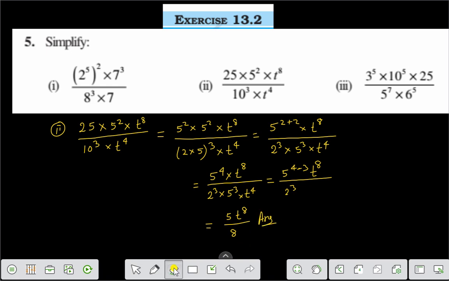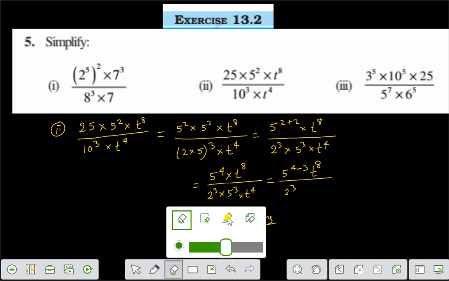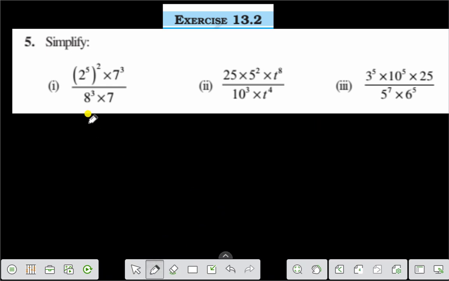We'll solve question number 3. Here it is question number 3. That is 3 to the power 5 into 10 to the power 5 into 25, divided by 5 to the power 7 into 6 to the power 5.